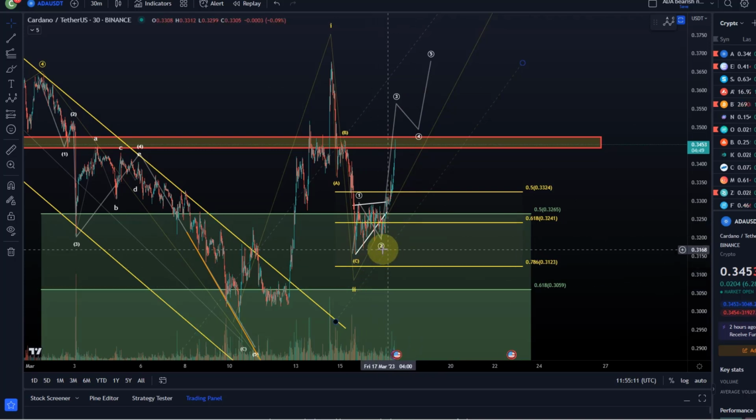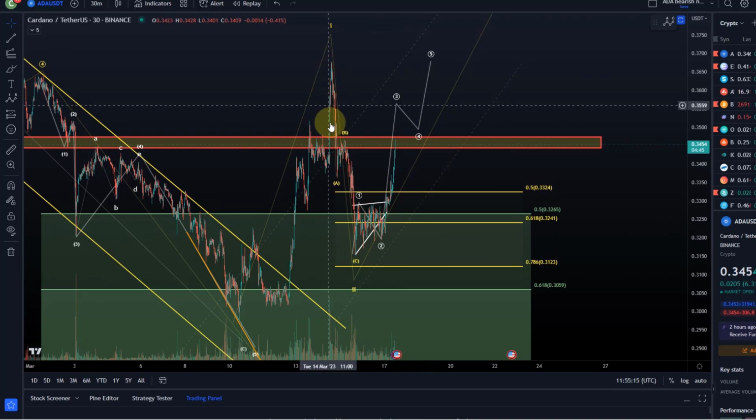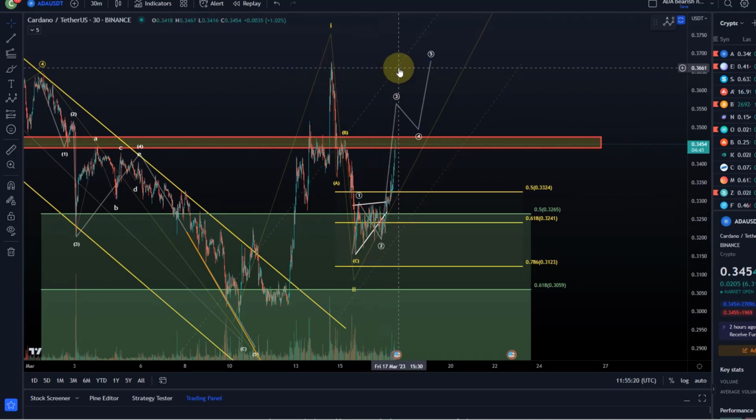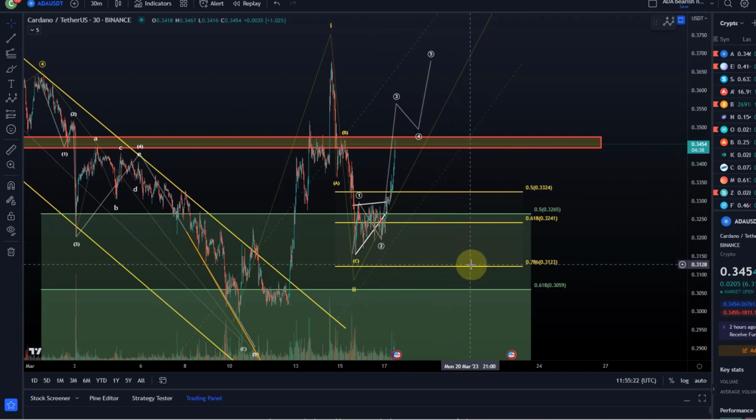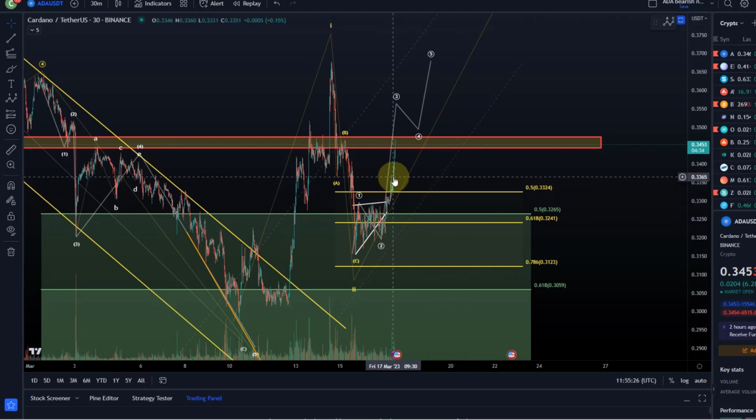If it comes back into that region, then I have to assume this was just an A wave. We are now doing a high B wave possibly, and will come down in a C wave again, or a WXY. But the main reason I'm not entertaining that on this chart is that on this move down, which happened on Wednesday, we came down quite deeply into support. So we nearly hit the 78.6 retrace.